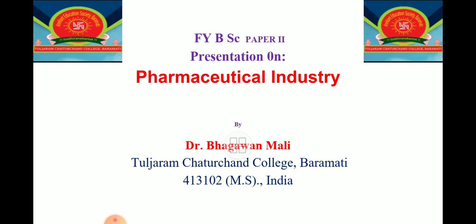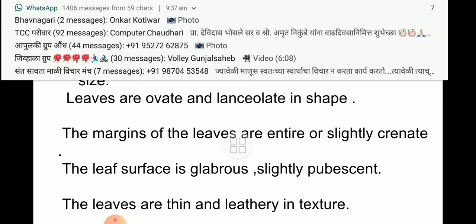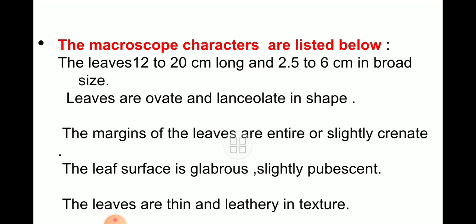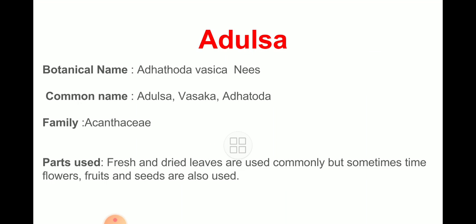Okay, my friends, the very interesting name of that plant or herb is Adulsa. Keep in mind, we have to get an idea about this very interesting plant, Adulsa. What is the botanical name of this one? Adhatoda vasica, isn't it? Adhatoda vasica is the botanical name, the scientific name of Adulsa.